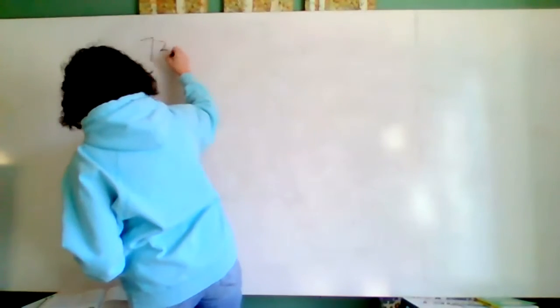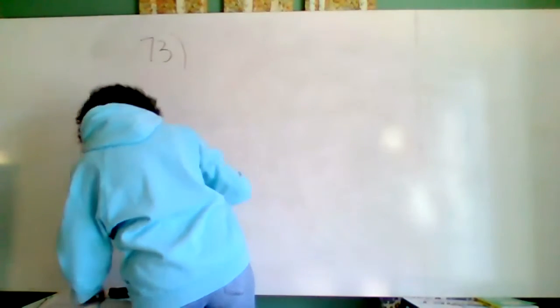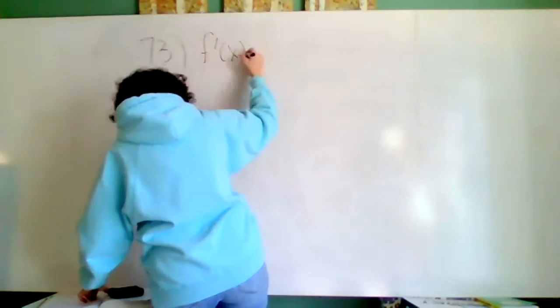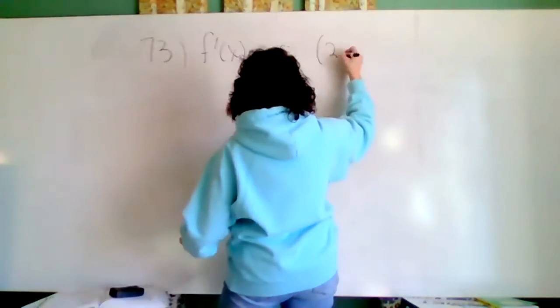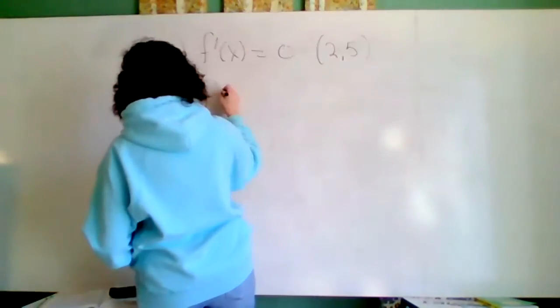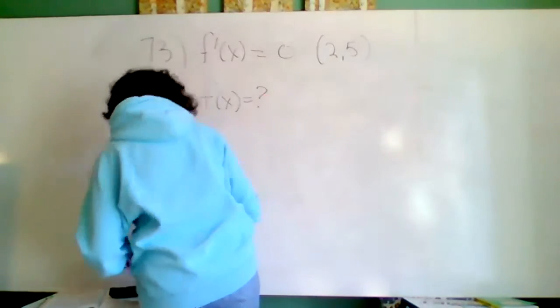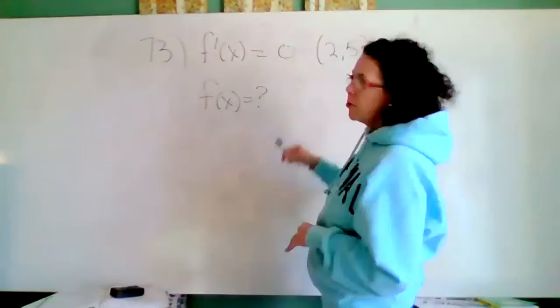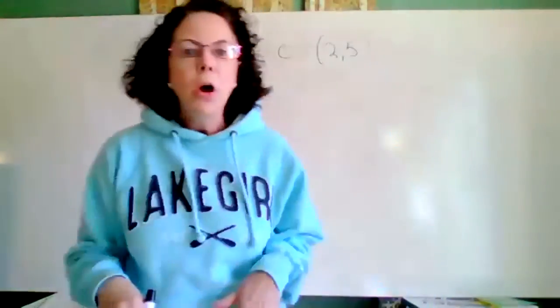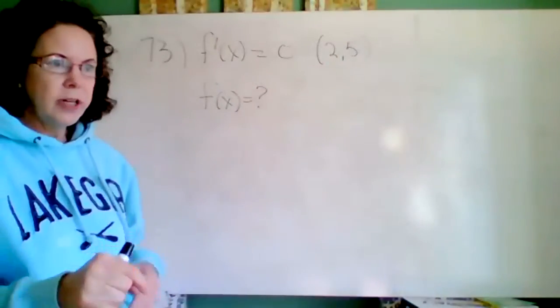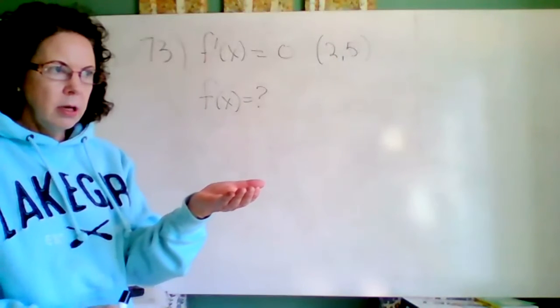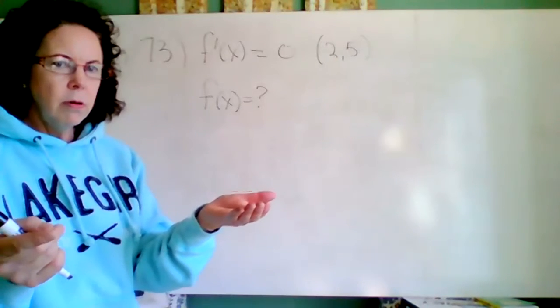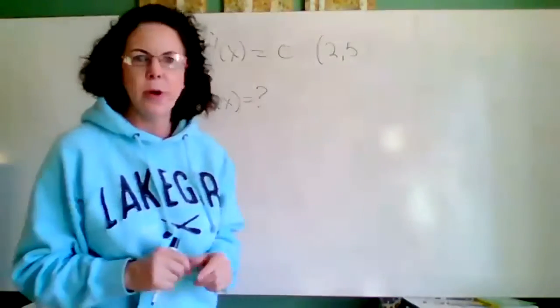Okay, so this is kind of cool. On 73, they give that the derivative is 0 and the function goes through the point (0, 5), and they want to know what is the function. They want the function that has a derivative of 0 and goes through the point (0, 5). So who can tell me when I take the derivative of an expression and it gives me 0, what kind of expression was that?